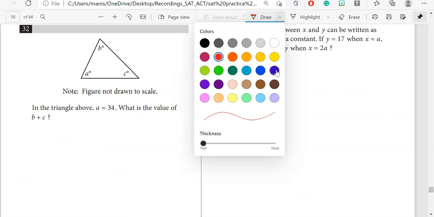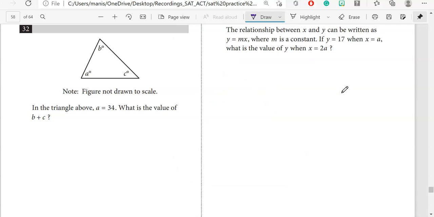Question number 32 is very easy. It says in the triangle above, A is equal to 34, what is the value of B plus C? As you all know, according to the triangle sum theorem, the sum of the measures of the three angles, this means A plus B plus C, should be equal to 180 degrees. In this case, we have been given the value of A as 34, so I will replace A by 34.